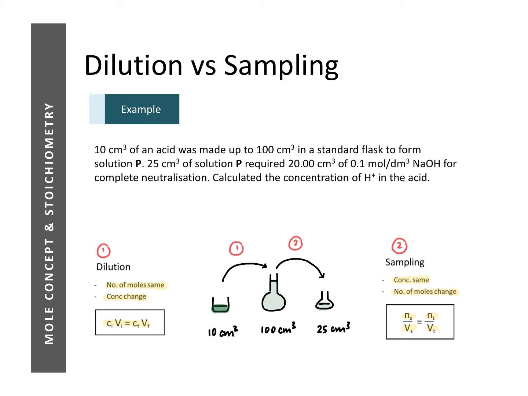Now, one easy way to remember dilution and sampling is by using this analogy. Imagine that I add 2 tablespoons of Milo powder into 10 cm³ of water. So right now I have a very concentrated Milo solution, and when I add more water to it to make it into 1000 cm³, essentially I'm performing a dilution.